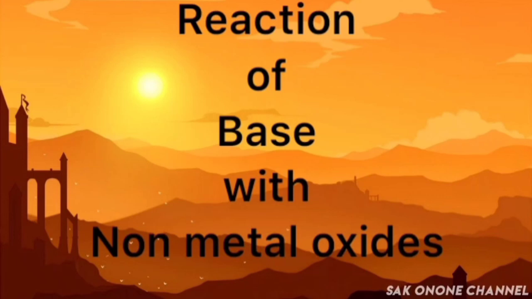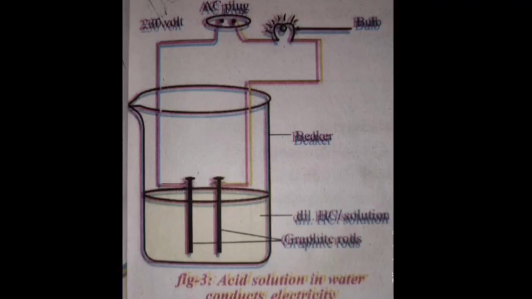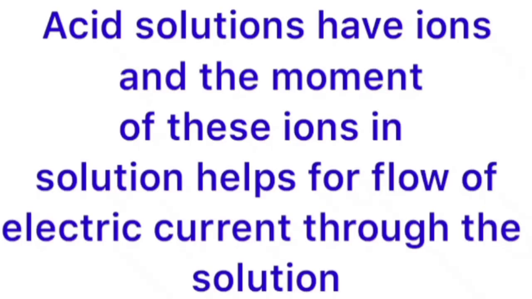Let us perform an activity to investigate whether all compounds containing hydrogen are acids or not. Another activity we have: prepare solutions of glucose, alcohol, hydrochloric acid and sulfuric acid, etc. Connect two different colored electrical wires to graphite rods separately in a 100 ml beaker as shown in the figure. Connect the free ends of the wires to a 230 volt AC plug and complete the circuit as shown in the figure by connecting a bulb to one of the wires.